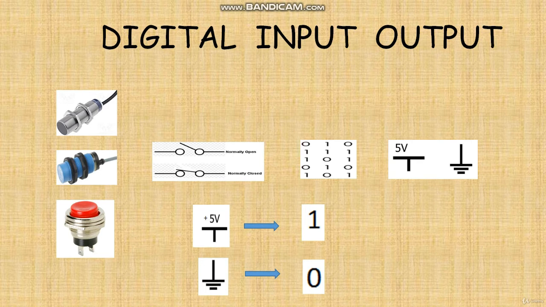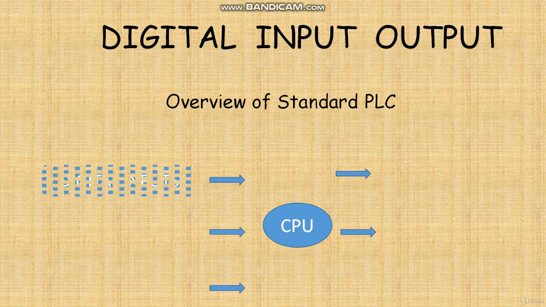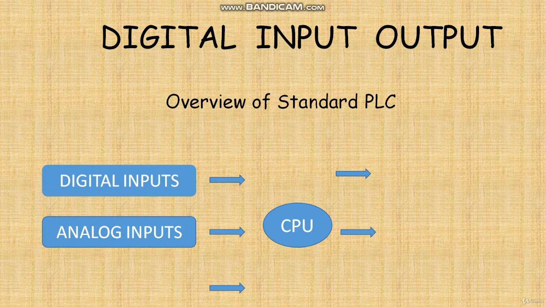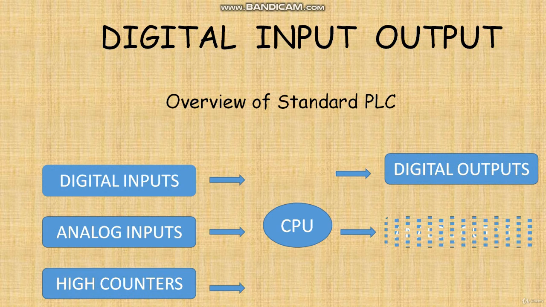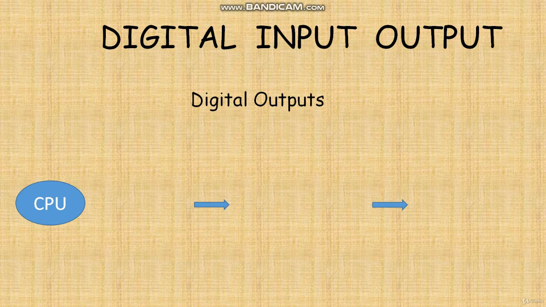Let's see now a schematic of a standard digital system such as a PLC. The PLC has three different types of inputs and two different types of outputs. Digital inputs. This is what we were explaining. You can connect a switch or sensor which will provide the voltage to the input module.